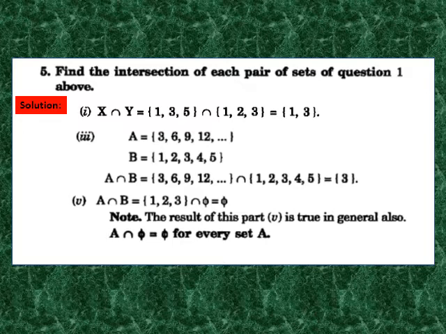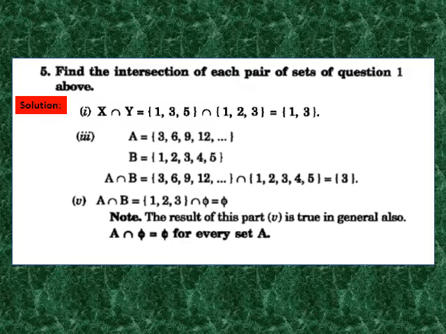Set A is what? {3, 6, 9, 12, and so on}. And set B is equal to {1, 2, 3, 4, 5}. So the intersection will be the common elements. So A intersection B will be the common. What is the common element in both the sets? 3. So it will be equal to the set {3}.